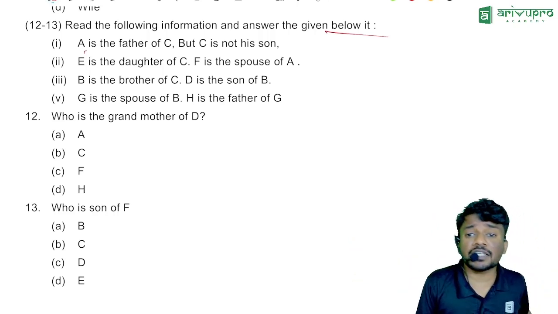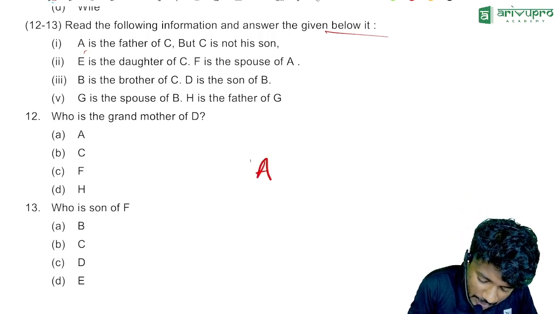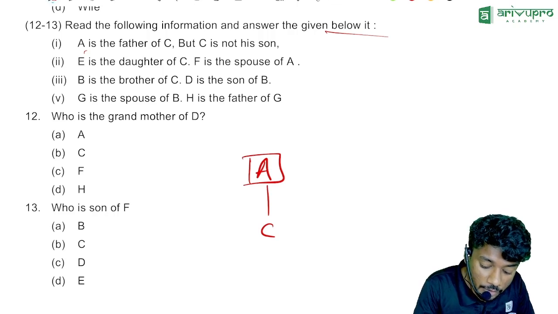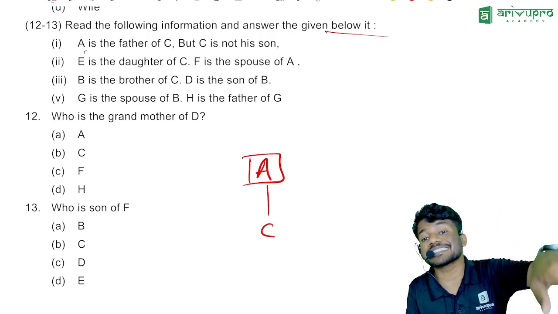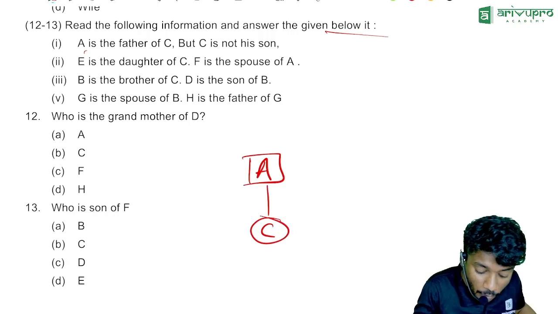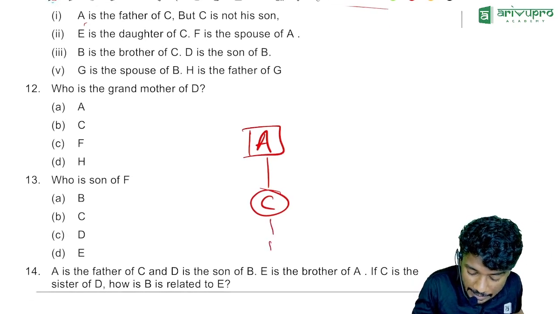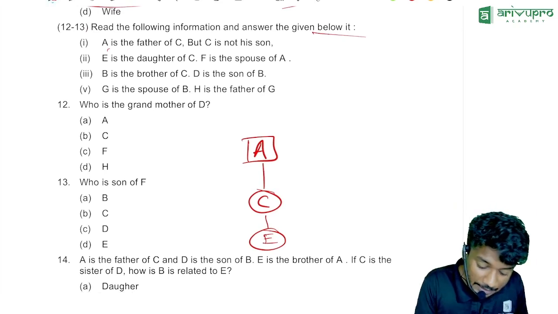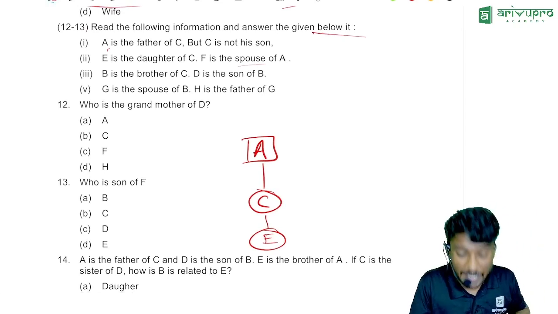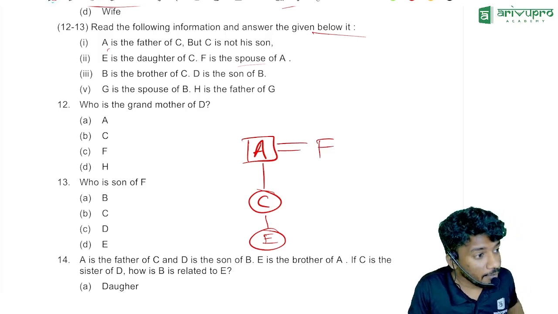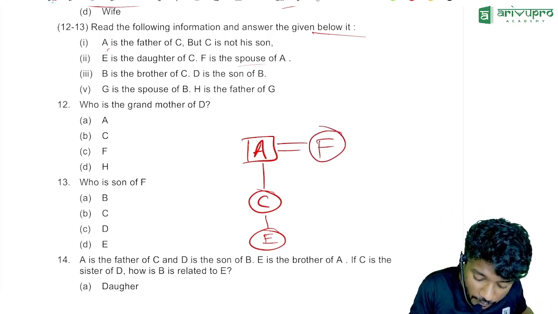A is the father of C. So A is there and A is the father of C. But C is not his son. That means daughter. Then E is the daughter of C. That means E will come over here, is the daughter of C. Then F is the spouse of A. So F is married to A. Correct? F is the spouse of A.